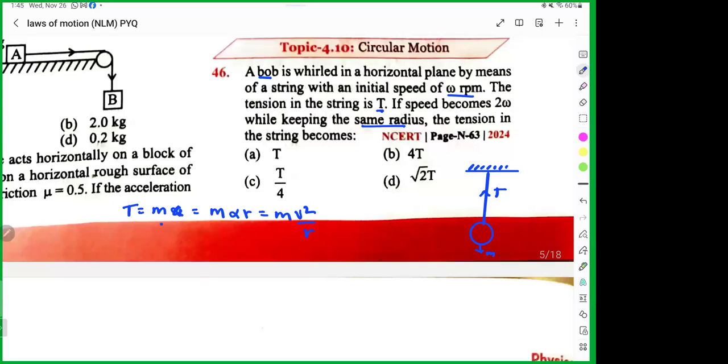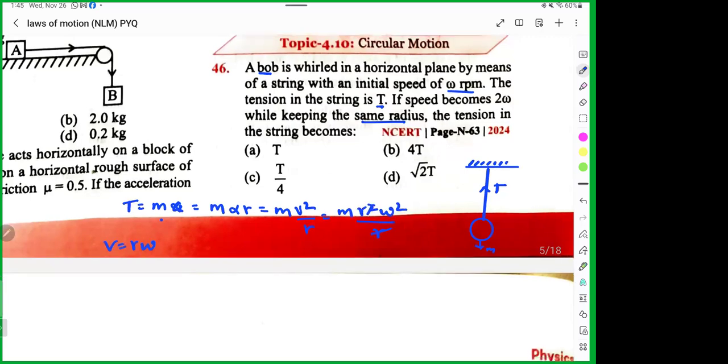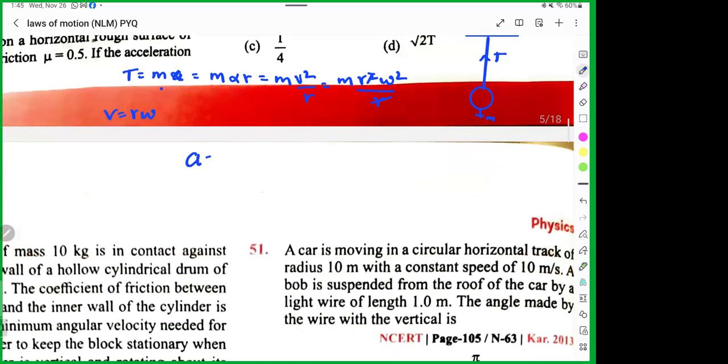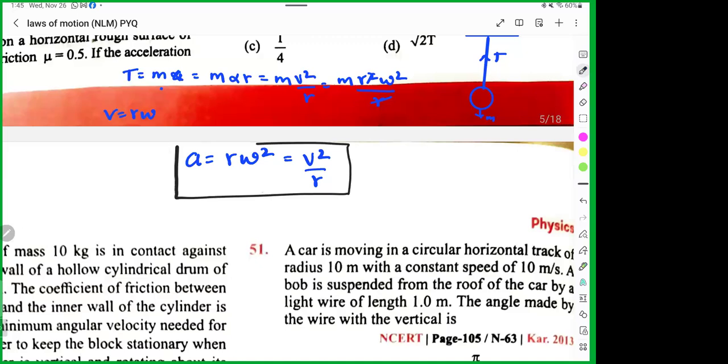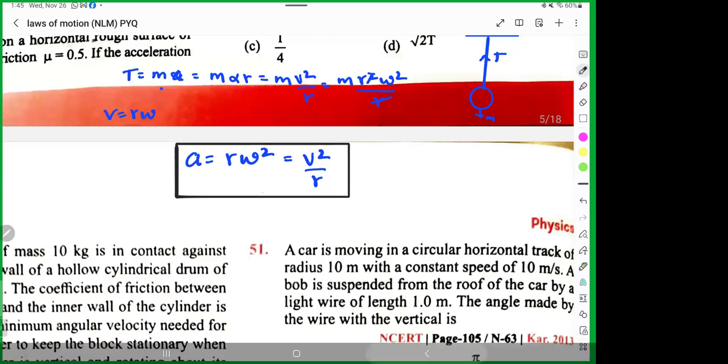This is how we calculate it. And you know v is equal to r omega, so v square will be equal to r square omega square by r. R cancels. So in the simplest way, acceleration is equal to r omega square, or acceleration is also equal to v square by r. Both are the same thing. Yes or no, guys? And if you don't remember, let me show you.